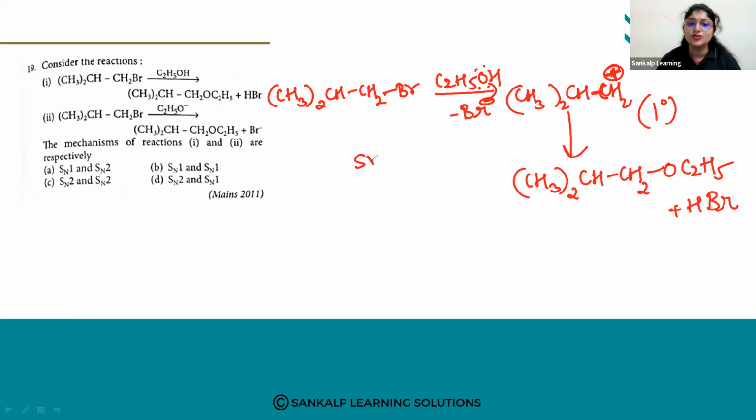So this is an SN2 mechanism. Why? Because you can see the carbocation formed is primary in nature, because the carbon is attached to only one carbon. Now we'll see the second reaction.